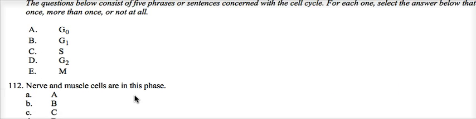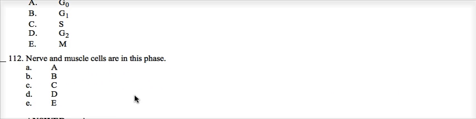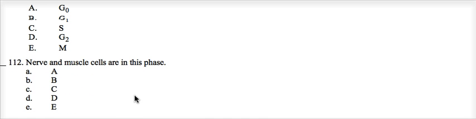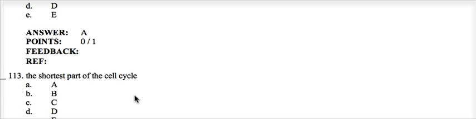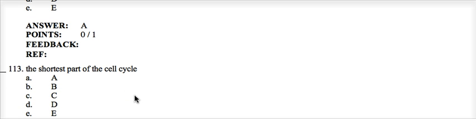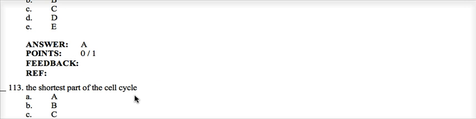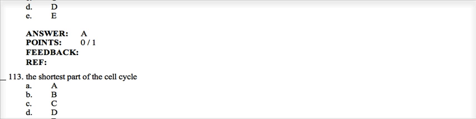All right. Here, how about this one? Nerve and muscle cells are in what phase most of the time? Okay. They're, of course, in the G0 phase. The shortest part of the cell cycle is what? It's the M phase, the mitosis, the mitotic phase.